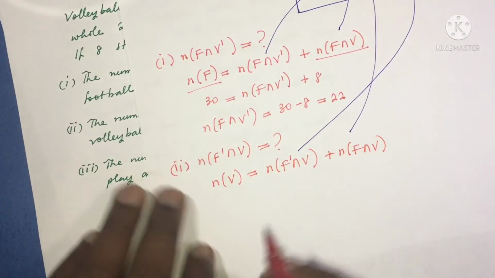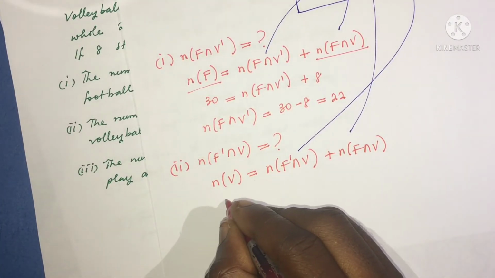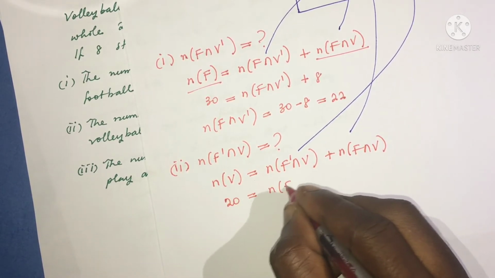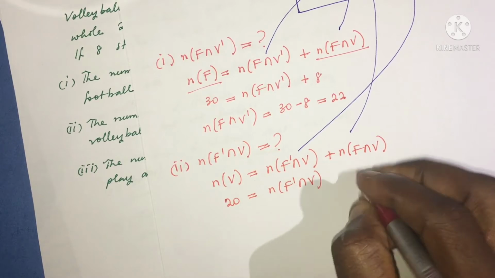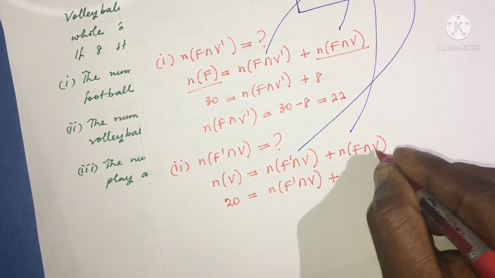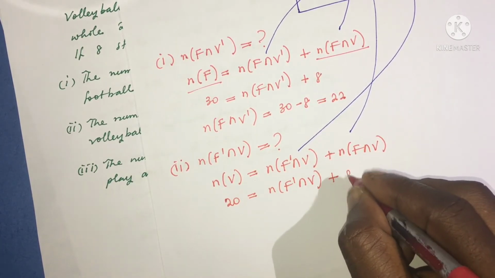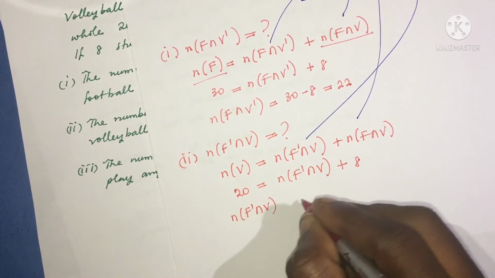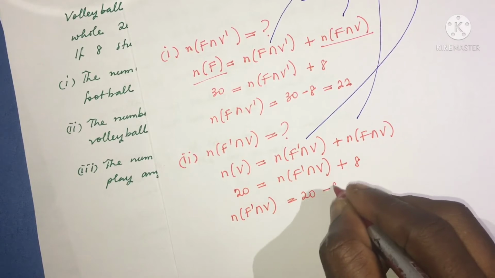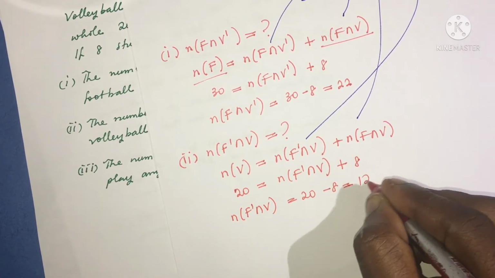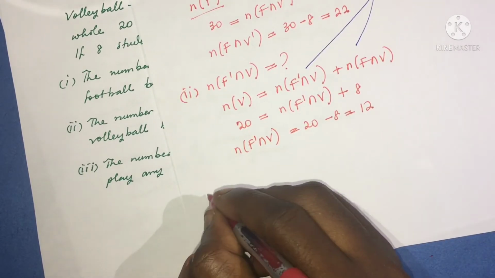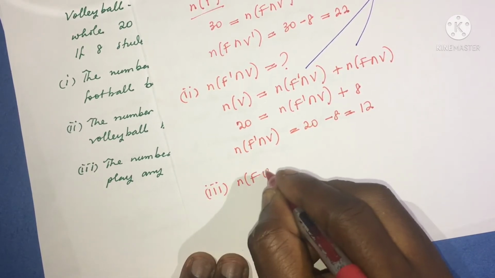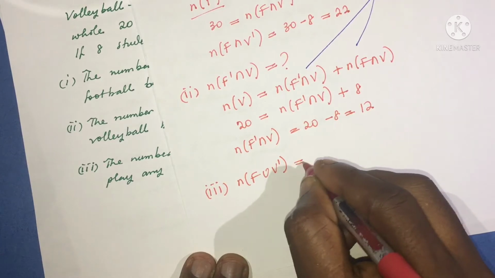So that would mean n(V), which has been given to us as 20, is equal to n(F' ∩ V) plus n(F ∩ V), which we were given as 8. So if you make n(F' ∩ V) the subject of the formula, you're going to have 20 minus 8, which is 12. Then for number 3, you have n(F ∪ V)'.